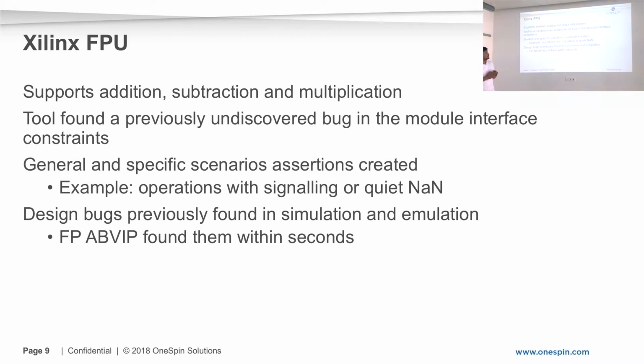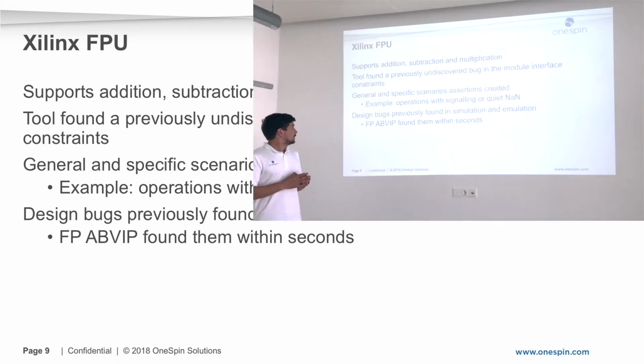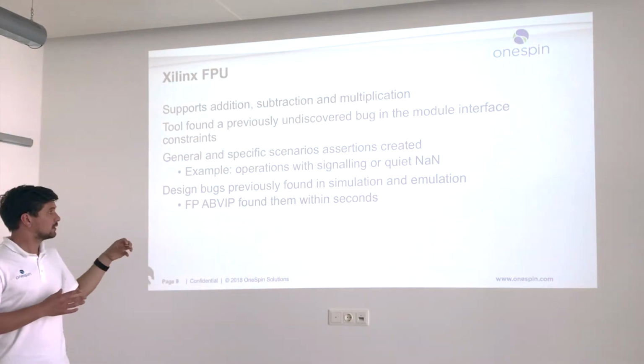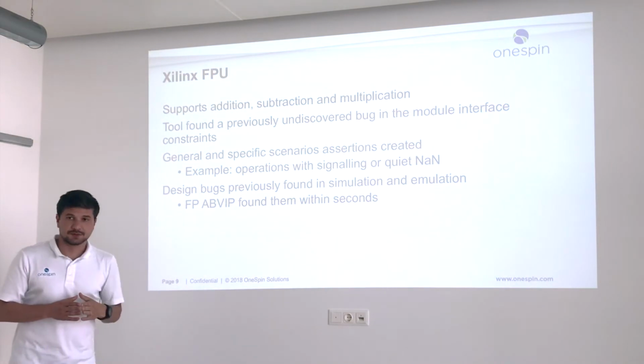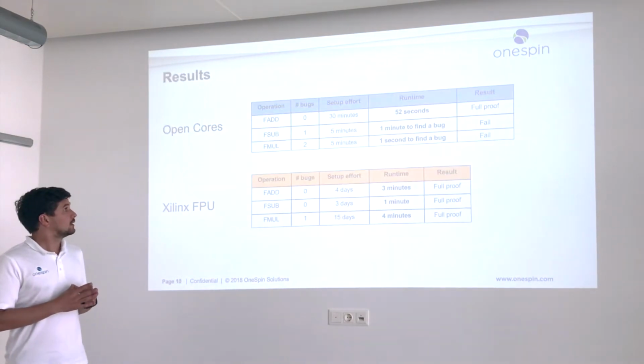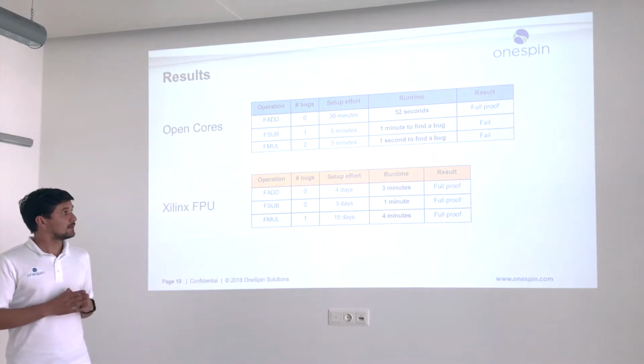There was support for addition, subtraction, multiplication. The tool found a previously undiscovered bug in the module interface constraints, and general and specific scenario assertions were created. So, for example, operations with signaling or quiet not a number. And design bugs also previously found in simulation and emulation were captured by the floating point assertion-based verification IP within seconds. So here you can see some results.